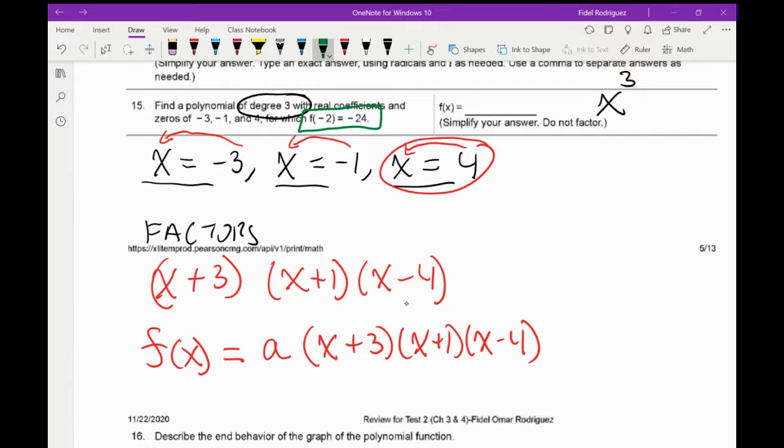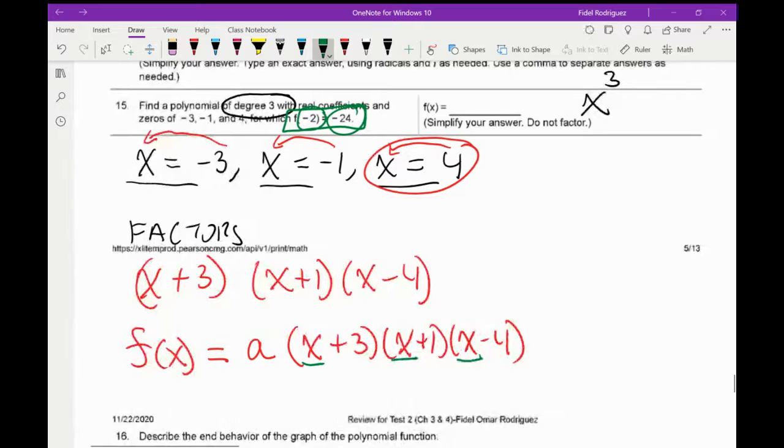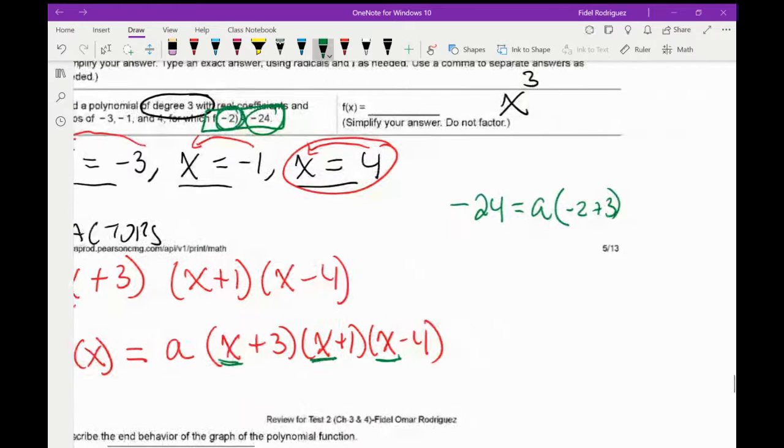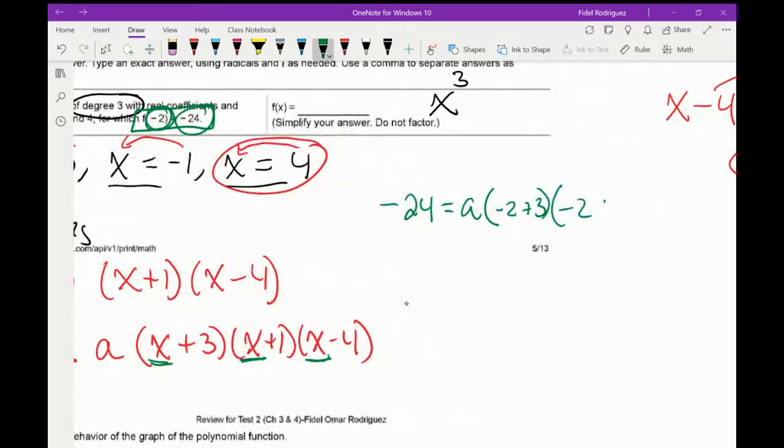So what that means is that for the x's, I'm going to plug in a -2 everywhere I have an x. And where the f of x is, I'm going to put the number -24. So I'm going to write it over here on the side where I have some more room. So -24 equals a. Now remember, I'm plugging in the number -2 everywhere I have my x. So -2 plus 3, -2 plus 1, and -2 minus 4.